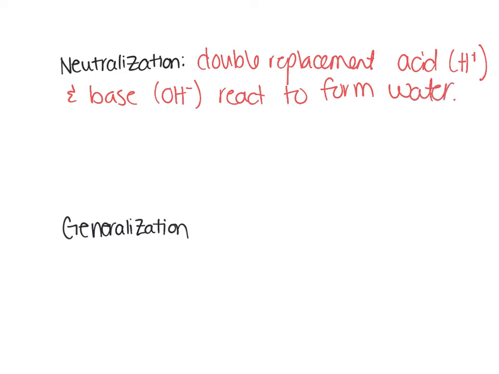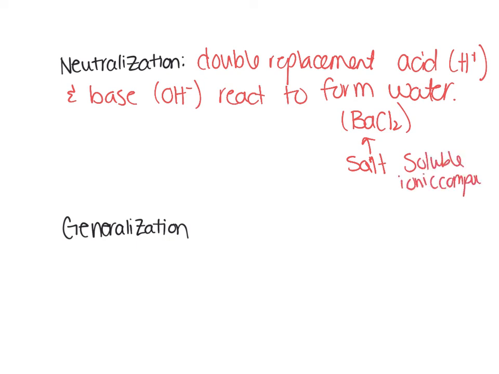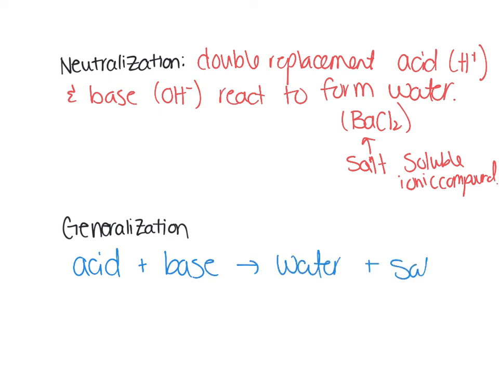It also formed a salt. In our case, it was barium chloride, that was not an acid, not a base, and was really a spectator in this entire thing. Okay, so a salt is just a soluble ionic compound. So in general, we can generalize that when we have an acid and a base, we'll always make water and a salt.